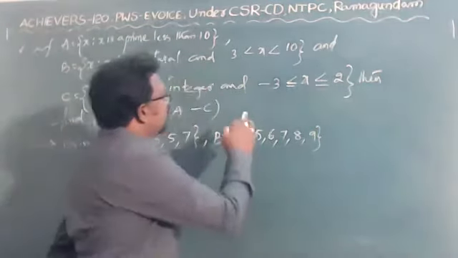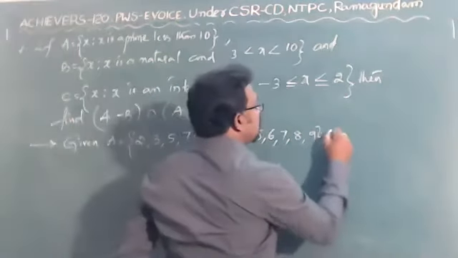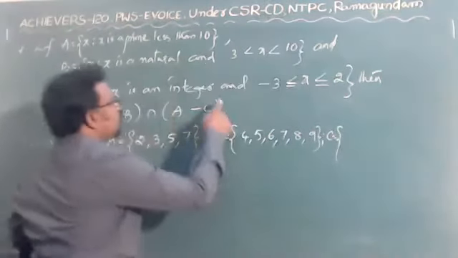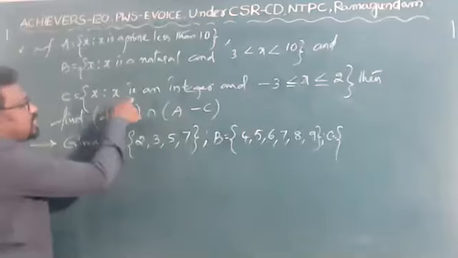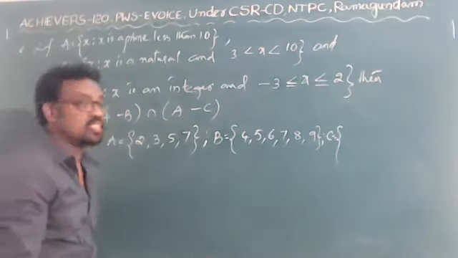And finally, what is next here? C. C is equal to what is it? X such that X is an integer.